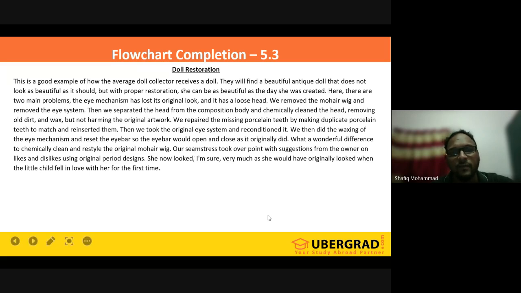Our seamstress took over the point with suggestions from the owner on the likes and dislikes using the original period designs. She now looked, I'm sure, very much as she had originally looked when the little child fell in love with her the first time. Okay, so it's not original designs, it's period designs. I'm sorry. It's period designs. So that would be the right answer.